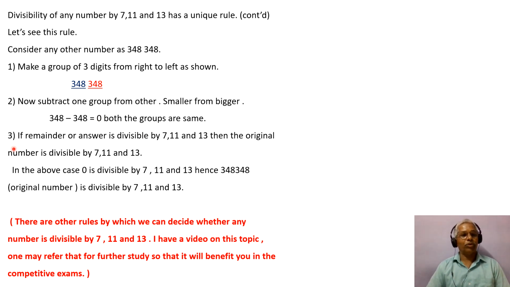And third, if the remainder or answer is divisible by 7, 11 and 13, then the original number is divisible by 7, 11 and 13. This is the rule. In this case, 0 is divisible by 7, 11 and 13. Hence the original number, 348348, is divisible by 7, 11 and 13.